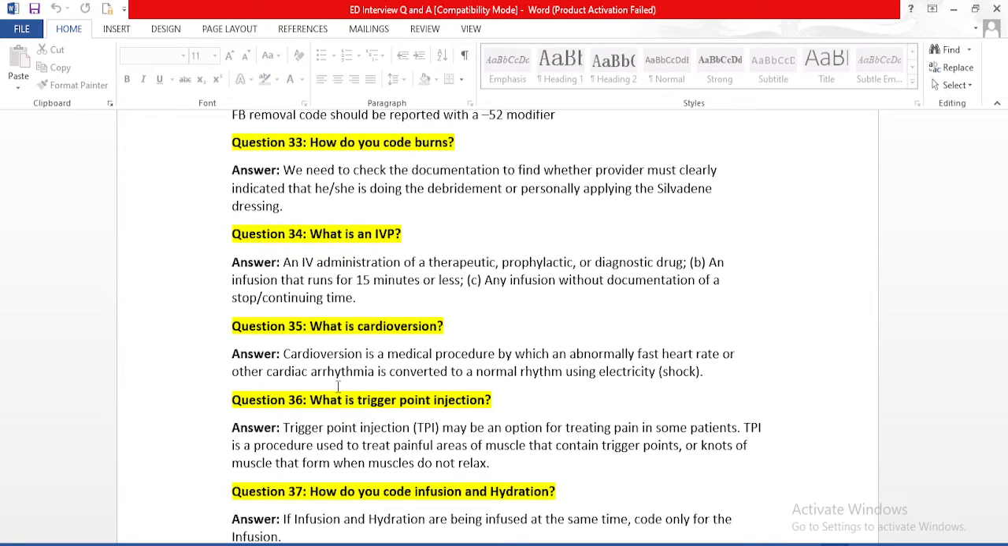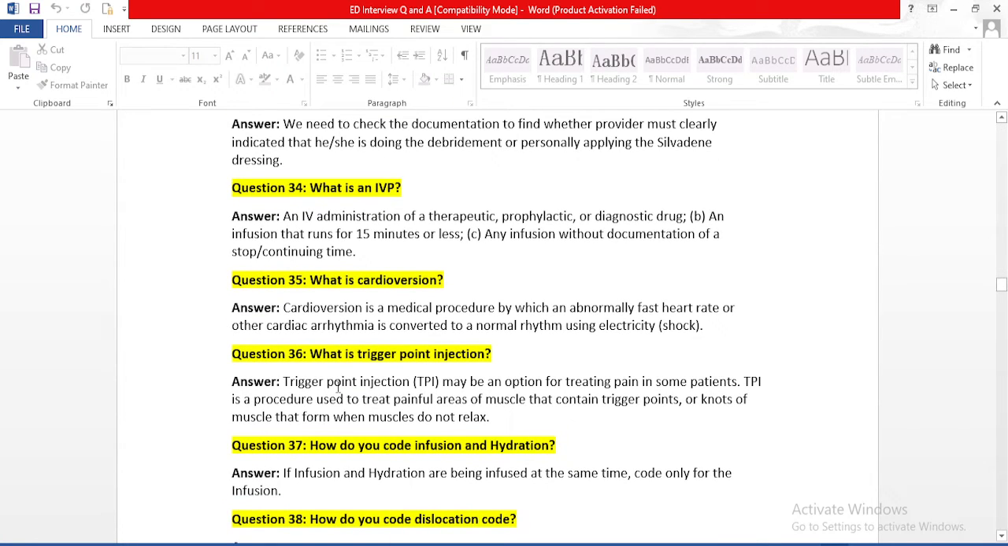Guys, we have a separate session for emergency department CPT common procedures. After watching this session, you can watch that session also. That session is an extensive and elaborated session for emergency department coding of common CPT procedures. Here you will learn only definitions, but in that session you can learn how the physician will perform those procedures. So next question, what is an IVP?